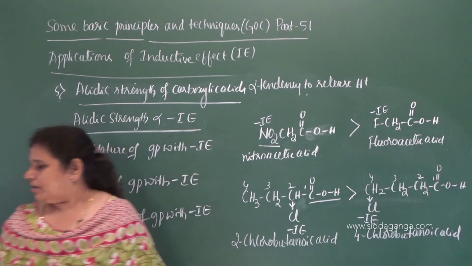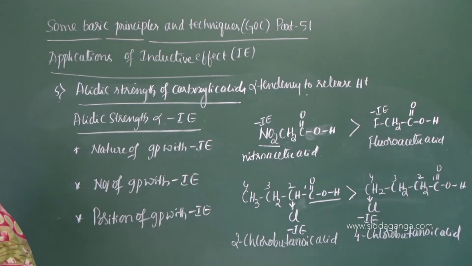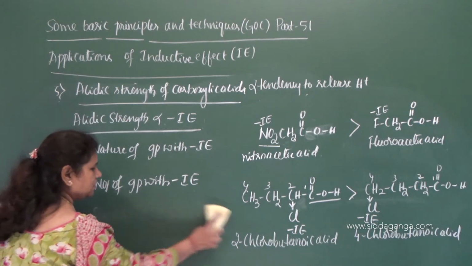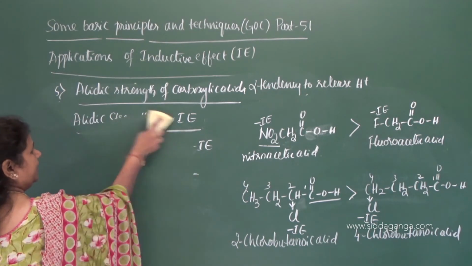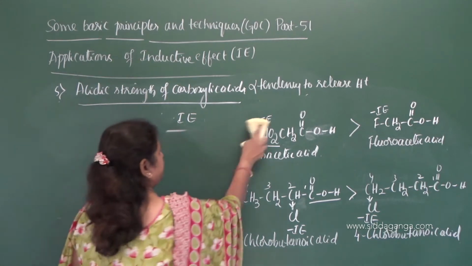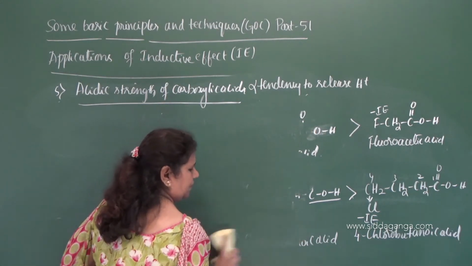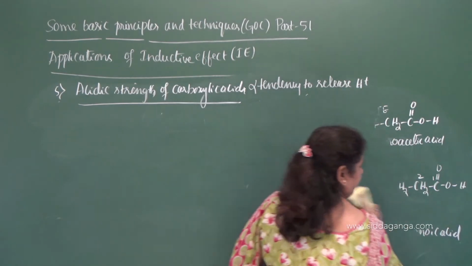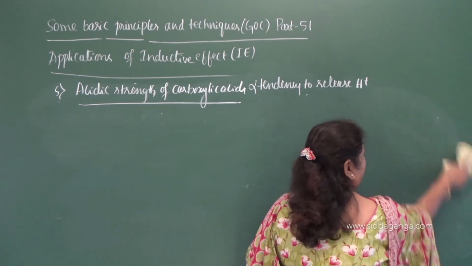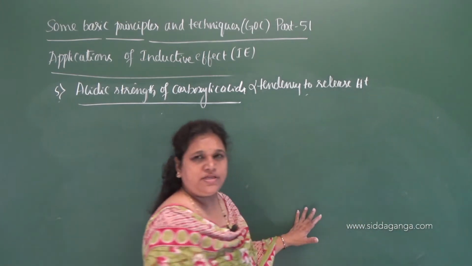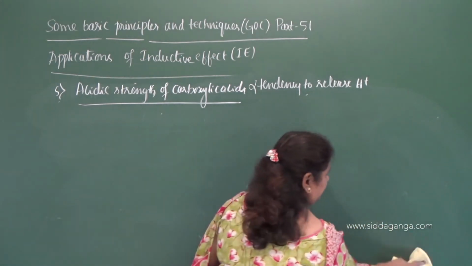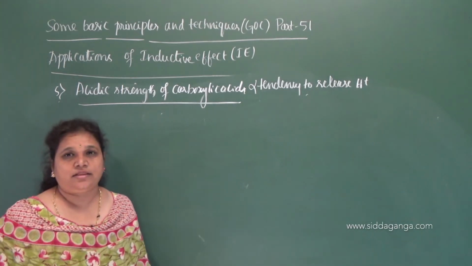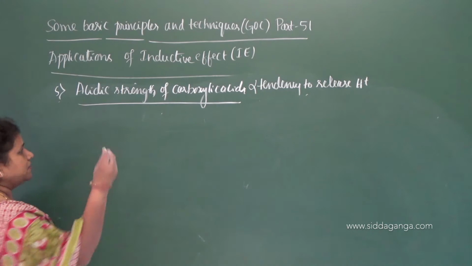Okay, now take down a question. Give the decreasing order of acidic strength of the following carboxylic acids. You have to give the decreasing order of the acidic strength. Okay, now take down a few examples. This is not there in your text, you have to take the notes, you have to write down all these examples. Okay, so write down the question.